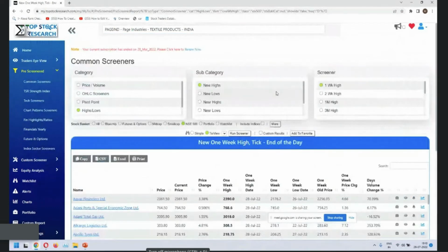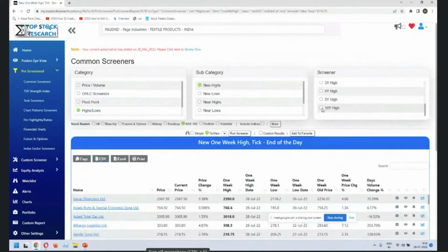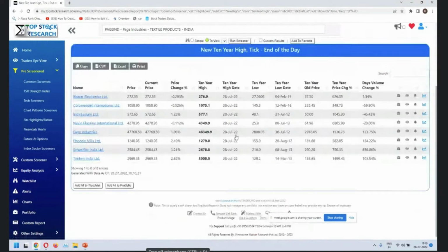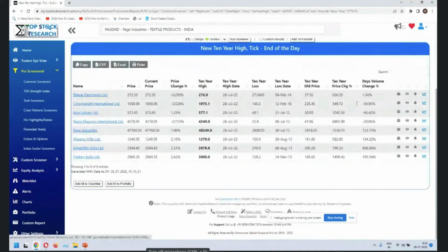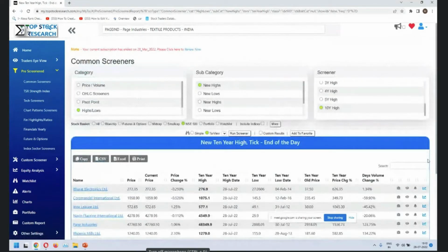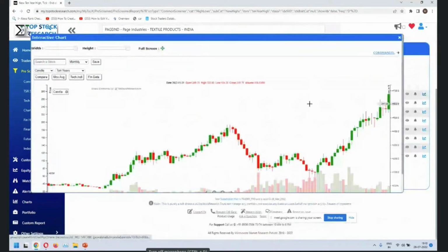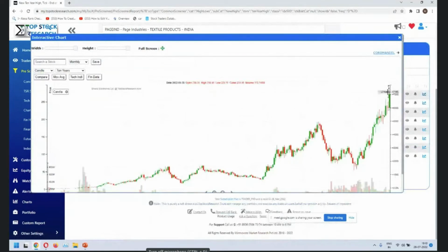Okay, so what did we look for? Sorry, it was 1 year, my fault. 10 years. Now let's see. Right? So we have found 8 stocks in the NSE 500 list which have made a 10-year high. If you look at this, it has clearly made a 10-year high.